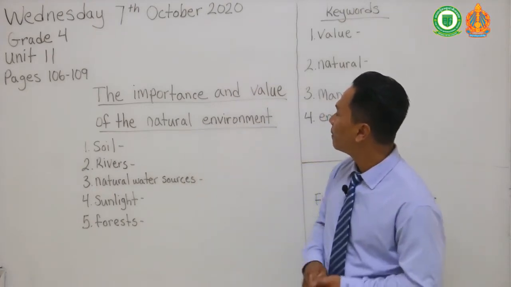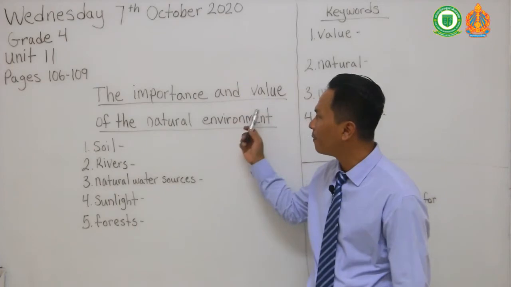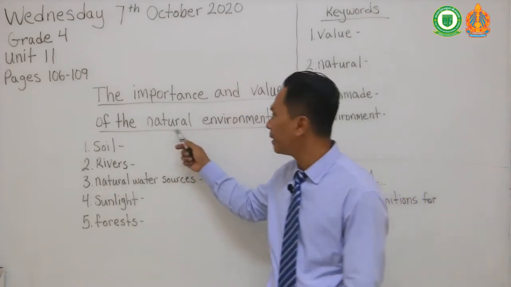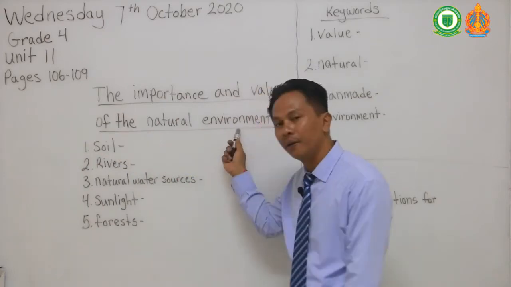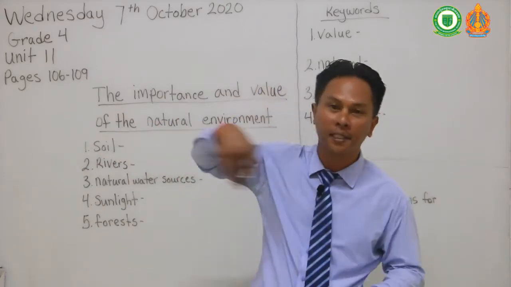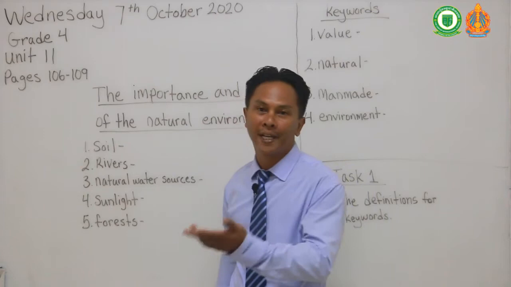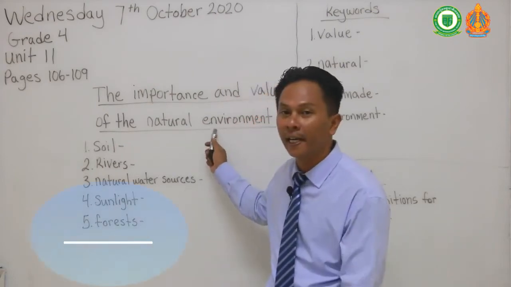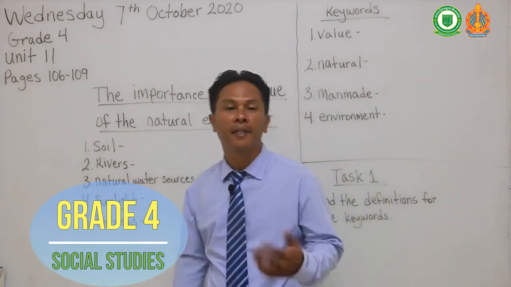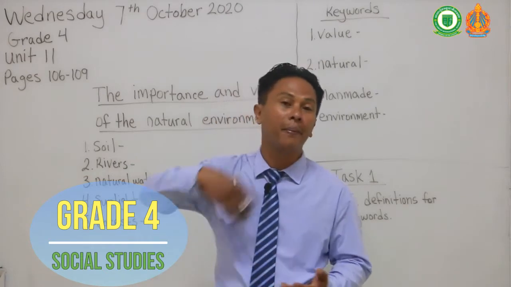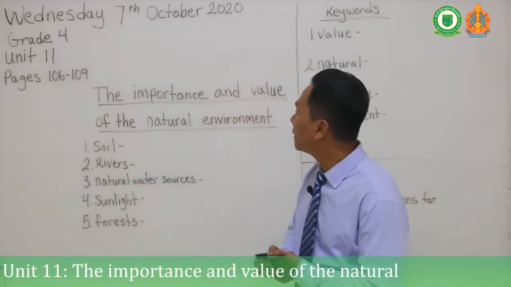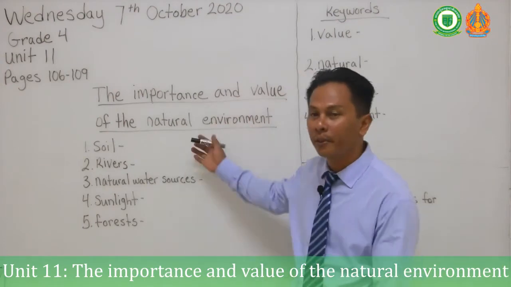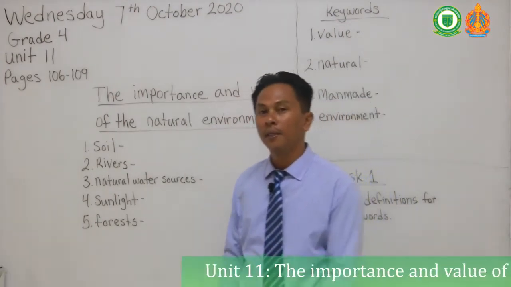Okay? Now, when we talk about natural environment, we're talking about things that surround us. So environment is things that surround us, or animals or plants, anything like that. And natural is something that is naturally made, something that's not made by man. So in this category, that's what we're going to be talking about, natural environment.